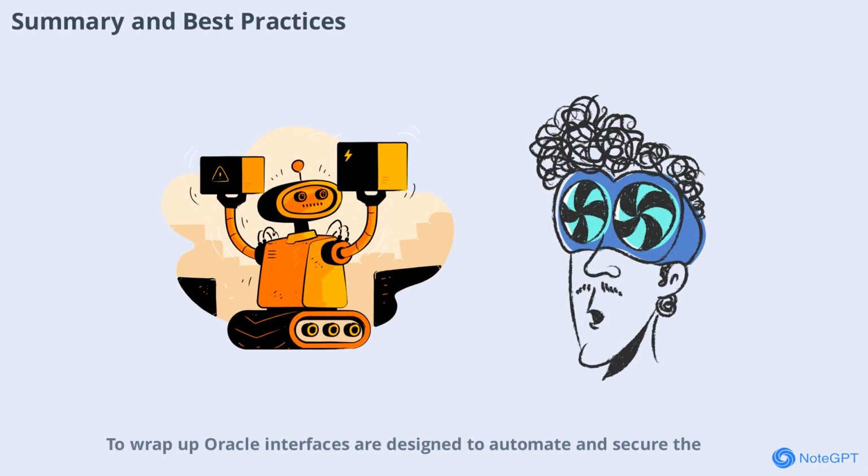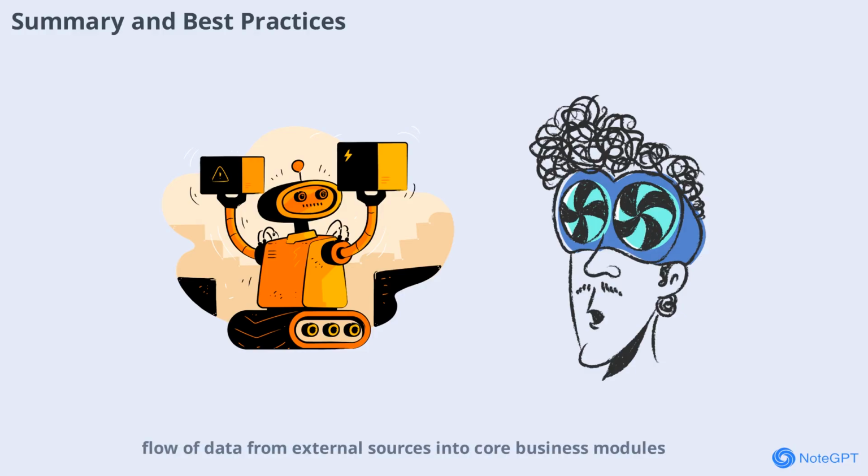Wrap-up. Oracle interfaces are designed to automate and secure the flow of data from external sources into core business modules. The process always starts with staging, followed by validation, interface table loading, and finally posting to base tables. Each step includes robust validations to catch errors early and ensure only clean, accurate data is imported. When issues arise, Oracle's error handling and correction tools allow for efficient troubleshooting and reprocessing.